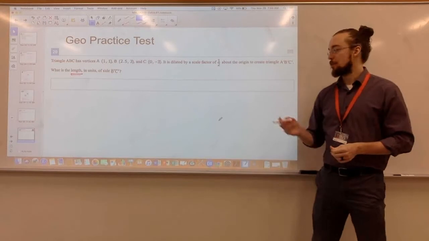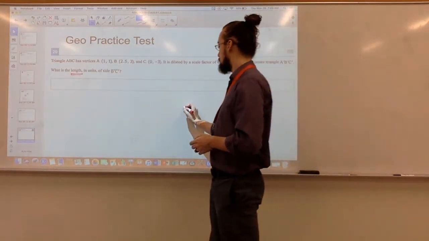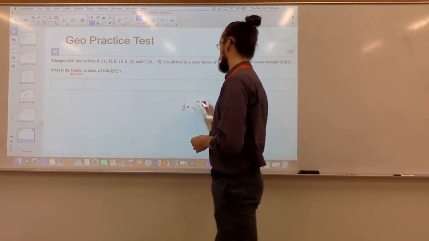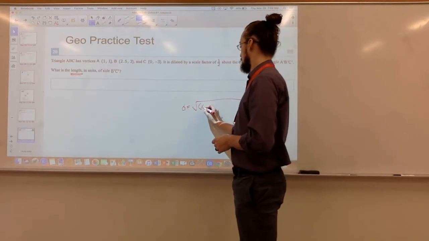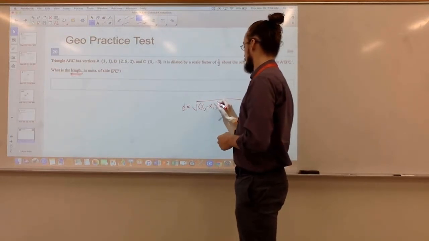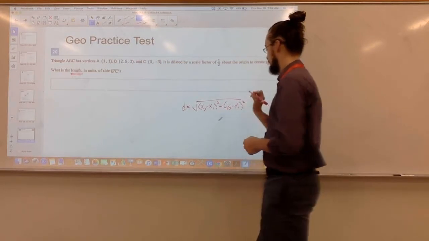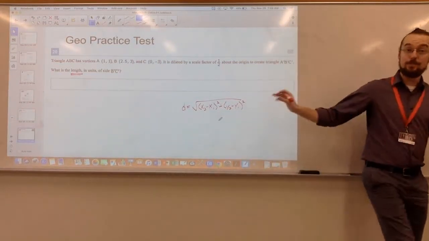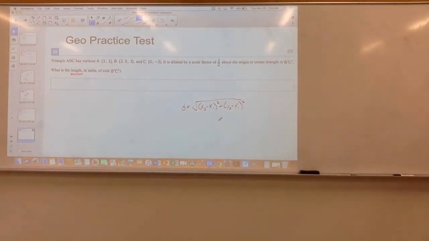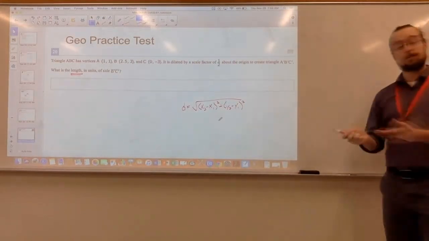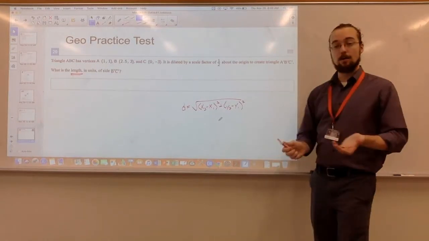So the distance formula, which you don't have to memorize anymore, is on the reference sheet now. So if you are taking the air test next week, you do not have to have that memorized. You just have to understand when and how to use it.